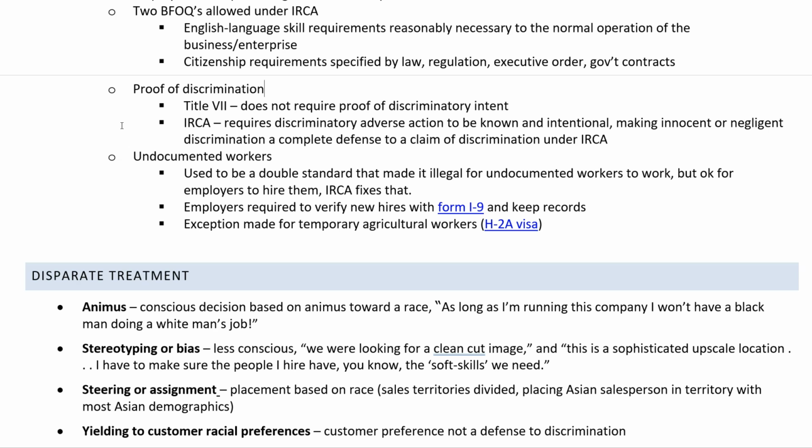So again, this landscape can be a little bit complex. If you find yourself in an industry where you're working with people from other countries who might not be U.S. citizens, or maybe they need a specific visa to work in the United States, then you have to stay on top of this just to make sure you're complying with the law.